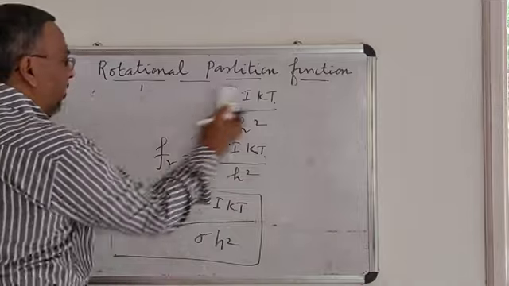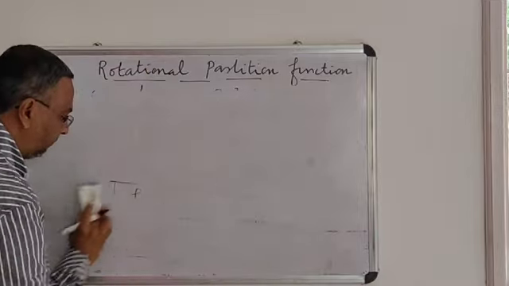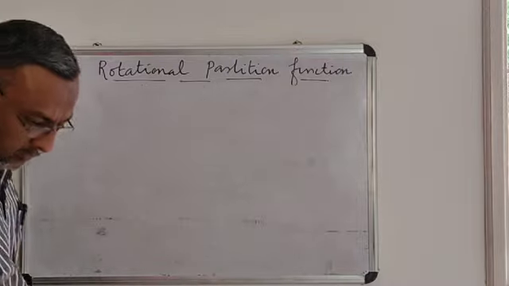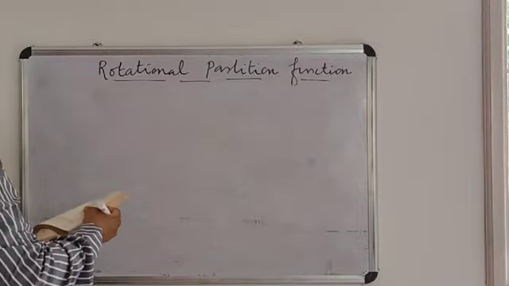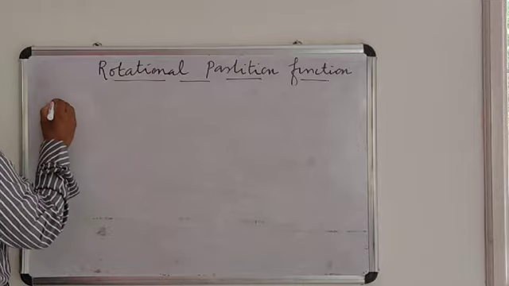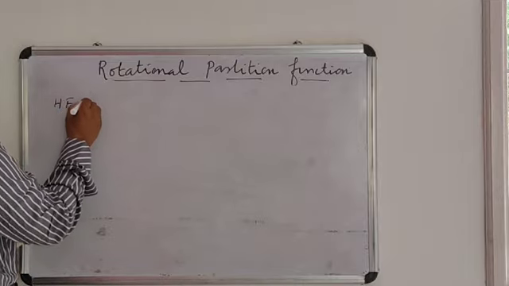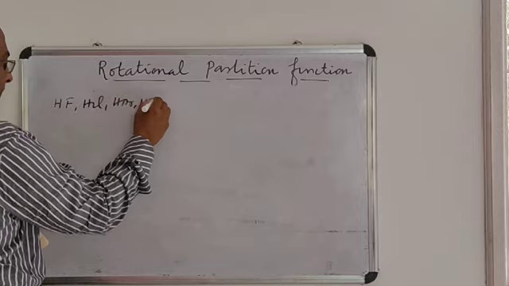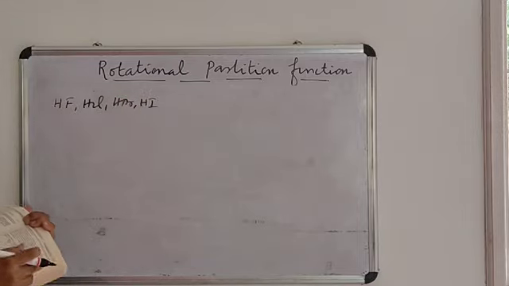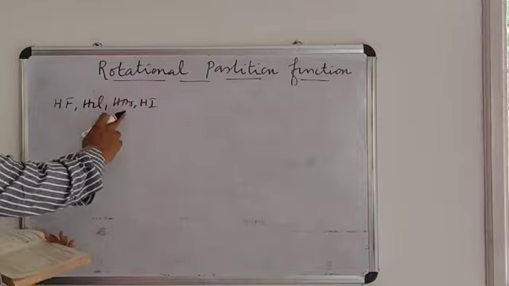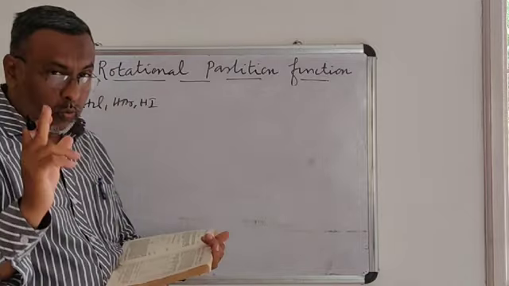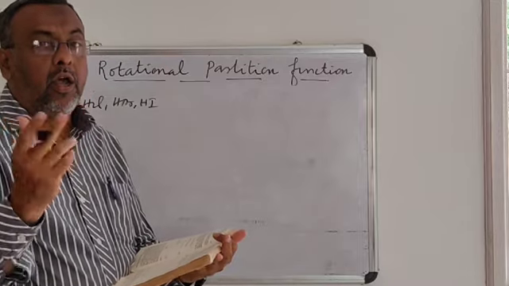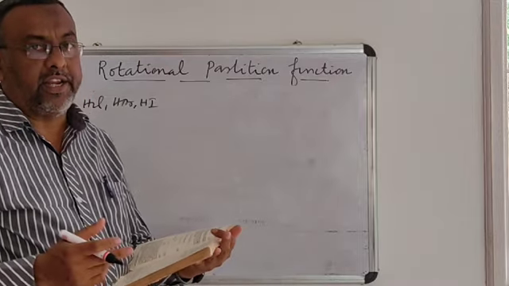The sigma value for heterodiatomic molecules like HF, HCl, HBr, HI is 1, because all these molecules give the indistinguishable pattern only once after a 360-degree rotation.